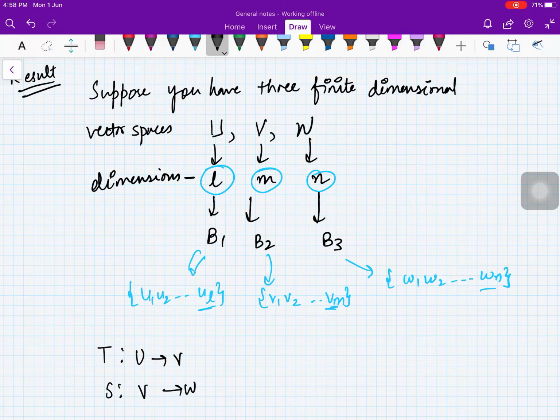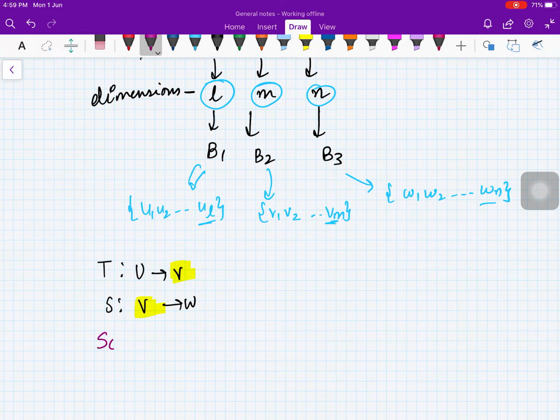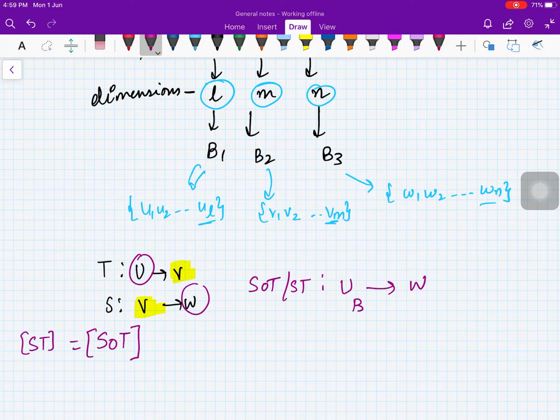Then we are saying, suppose you have a linear transformation T from U to V, and then you have a linear transformation S from V to W. So here the range space of T is the same as the domain space of S. That is why the composition is defined. Then SOT is defined, and we claim that the matrix representation of SOT, which we also write as ST, is a map from U to W. So the bases which will be in the picture are B1 and B3. B2 will not be there. So the matrix representation of ST with respect to basis B1 of U and B3 of W is what we are proving in this theorem, this is S.